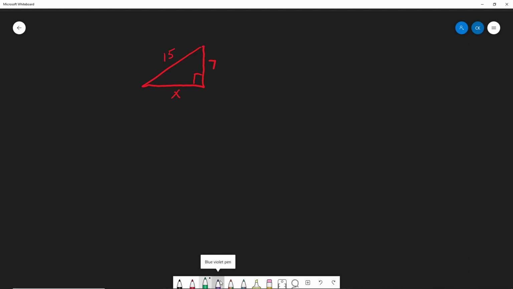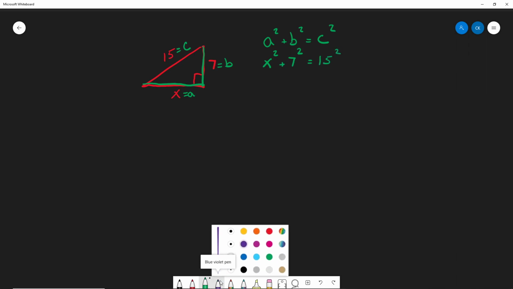Now again, I know that that's a leg because these right here are my two legs. These are the parts that create the right angle. So since these are my two legs, it doesn't matter. We'll call this one A. We'll call this one B. Which then leaves my 15 as C. So if I go to Pythagorean's Theorem, A squared plus B squared equals C squared. I plug in my A. In this case, my A is x, so I'm just going to have x squared. My B is 7, so I'm going to have 7 squared. And my C is 15, so I'm going to have 15 squared.